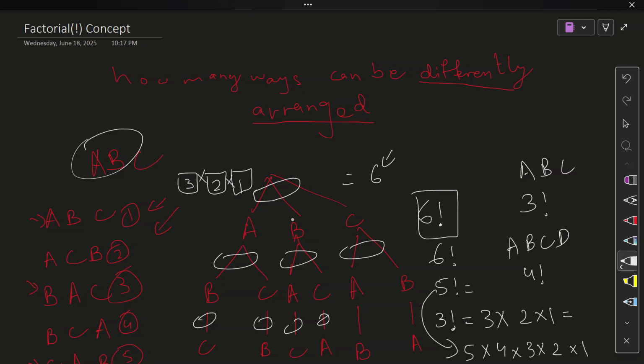So that is the beauty of factorial. And there is a lot of symmetry involved, but I'm not going to get into that. That's just the beauty of maths, right? But it's not part of your syllabus.